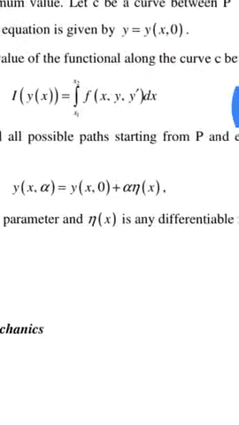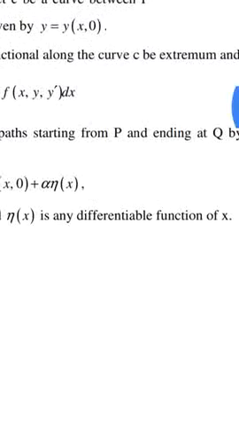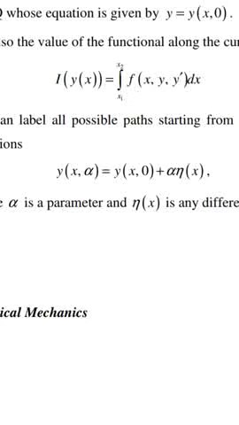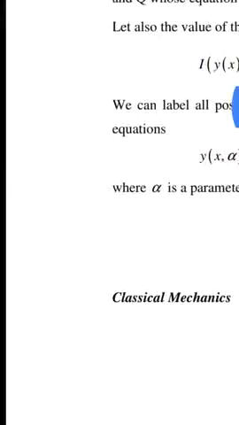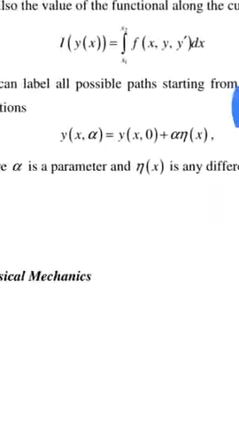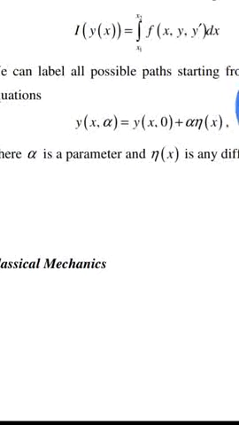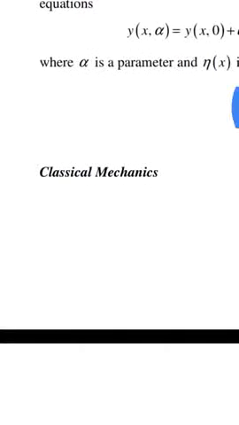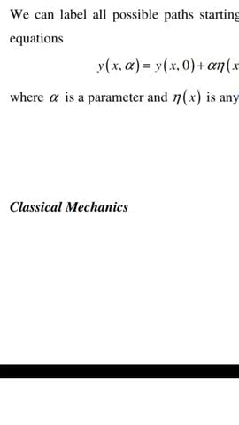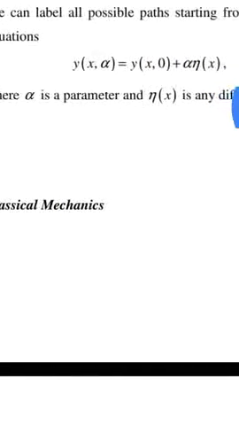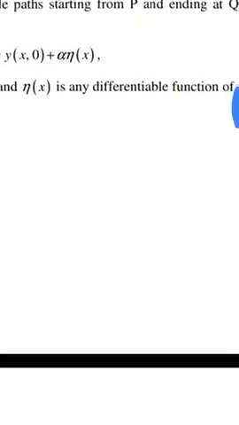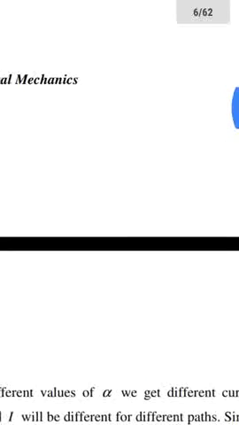Let also the value of the functional along the curve C be extremum and be given by I of y of x is equal to the integral from x1 to x2 of f of x, y, y dash dx. We can label all possible paths starting from P and ending at Q by the equation y of x, alpha is equal to y of x0 plus alpha eta of x, where alpha is a parameter and eta of x is any differentiable function of x.